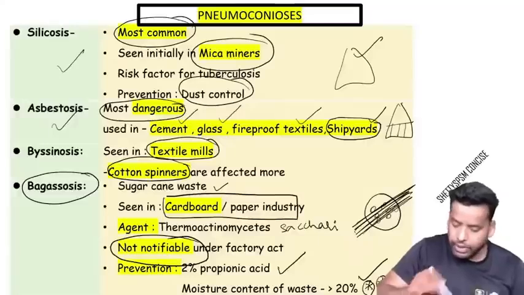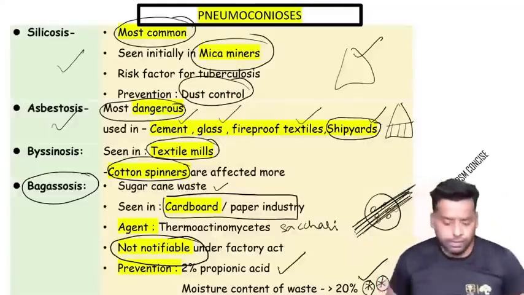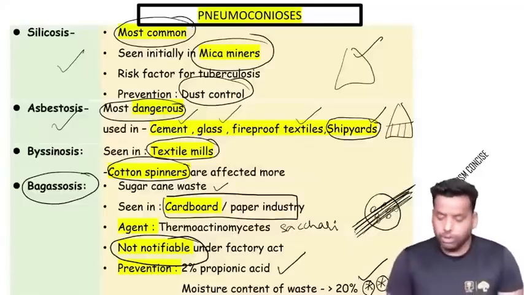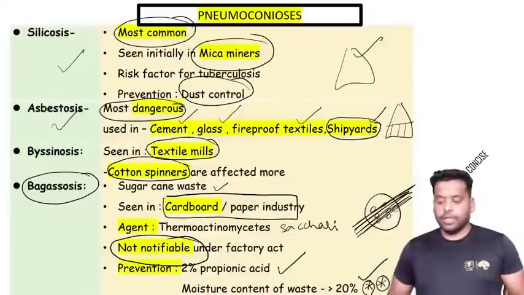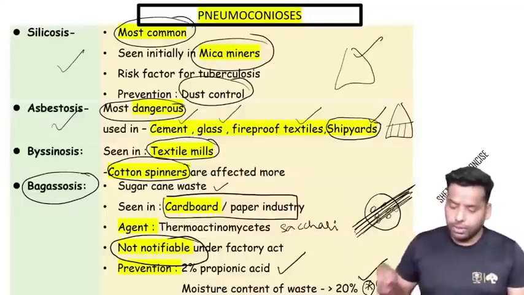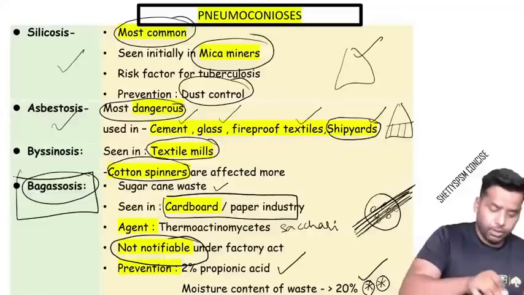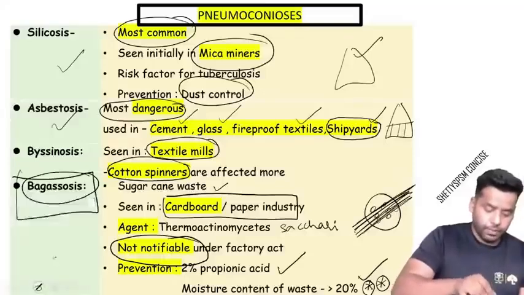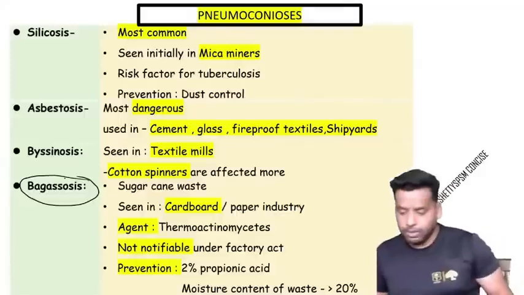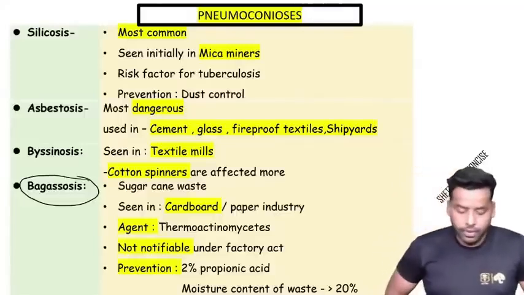Which fungicide is used to kill this fungus? If they ask, it is 2% propionic acid. So repeat my words. 2% propionic acid is used to prevent bagassosis. Tell me true or false.